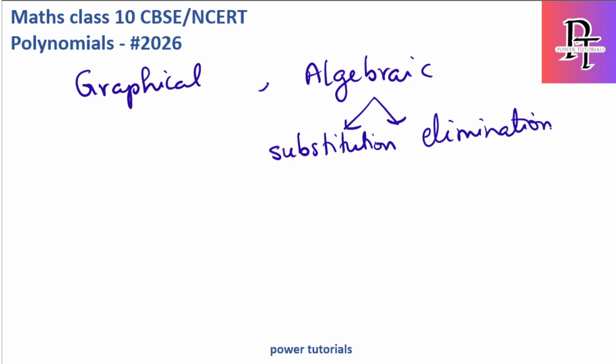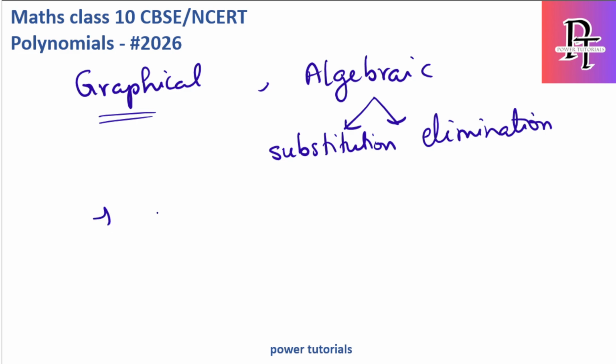Okay, so those will be covered in the coming exercises, 3.2, 3.3, but as of now we'll cover a few topics of the graphical method, and we'll also try to solve two questions of exercise 3.1. So the graphical method means how to solve a pair of linear equations graphically.